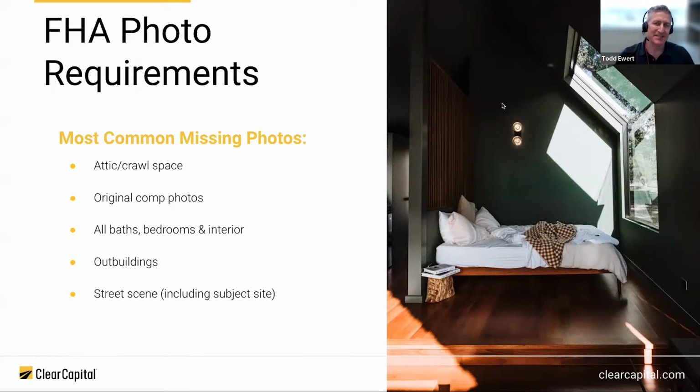And that is that the street scene must include the subject site in the photo. It must be discernible that the subject site is visible in that photo. So either by comparison with the street scene photo, maybe the mailbox looks the same and you can see the subject's mailbox, or by adding maybe an arrow pointing to the subject site. But the subject's site does need to be visible in that photo.